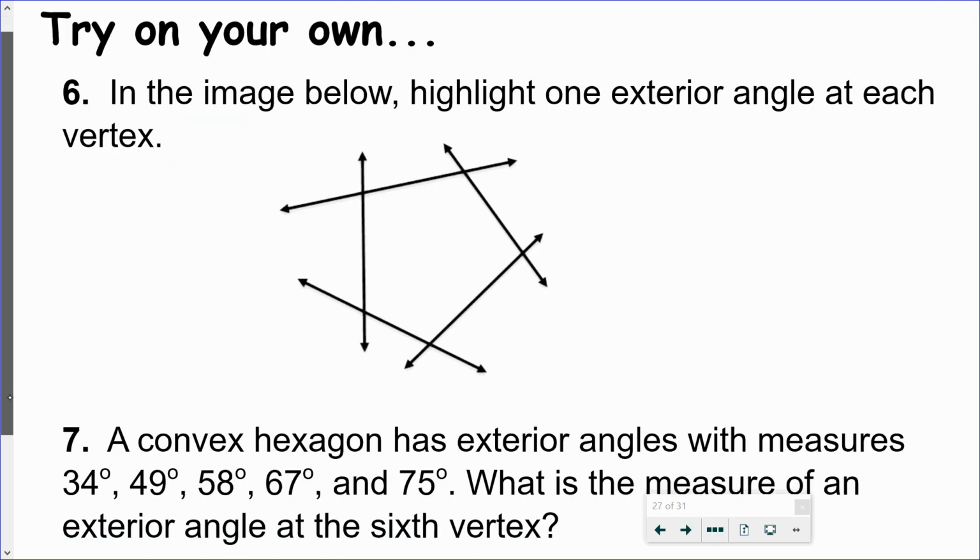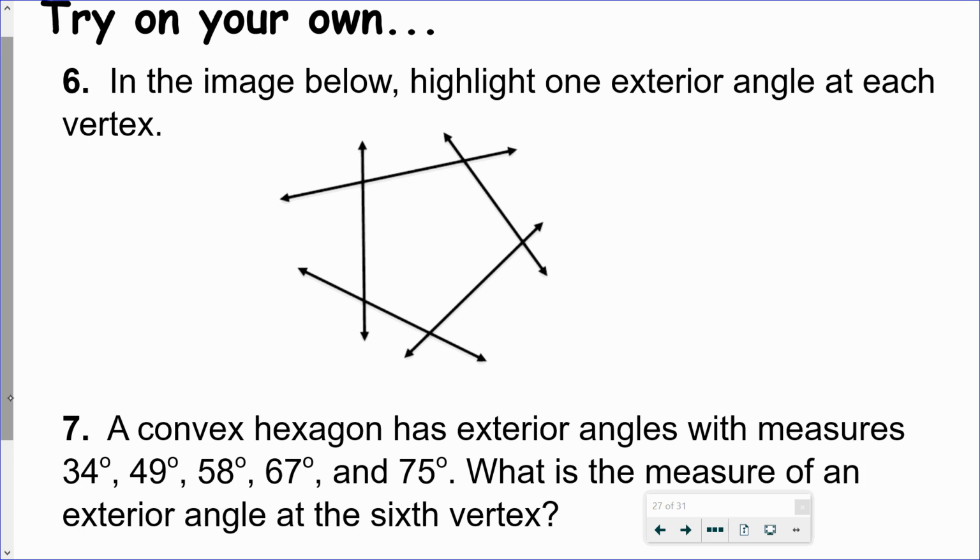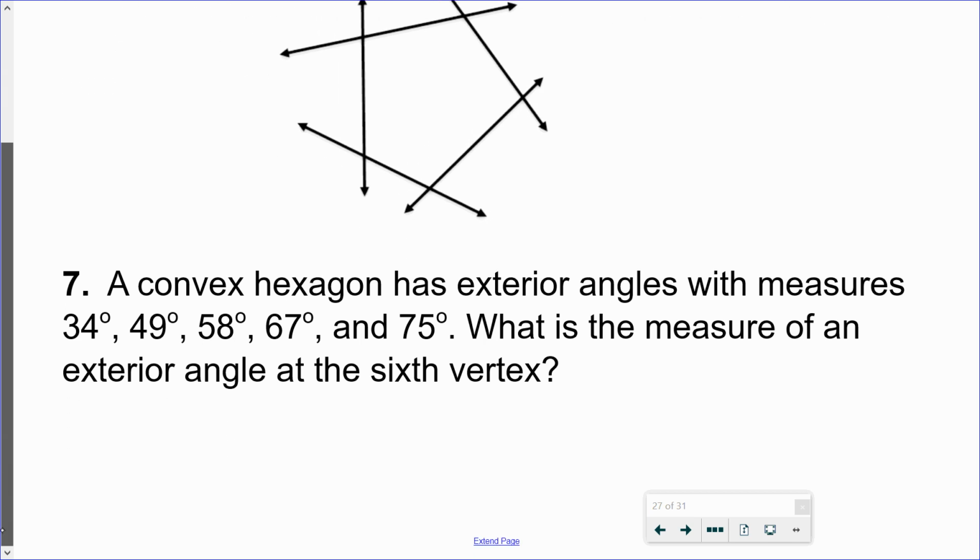Okay, here you need a highlighter or just something with a different color. That would be great. But in the image below, highlight one exterior angle at each vertex. And then here you have a hexagon, and it has the following exterior angles. What is the measure of the exterior angle at the 6th vertex? Notice a hexagon has 6 sides. They only give you 1, 2, 3, 4, 5.